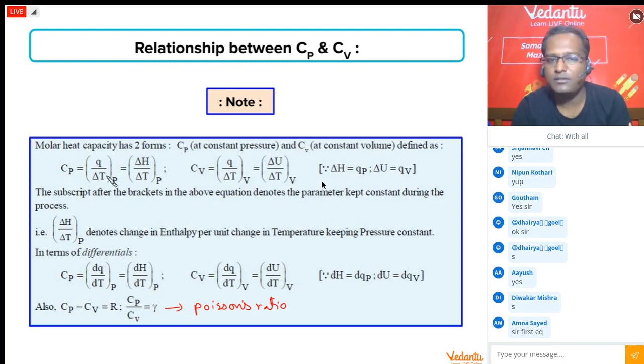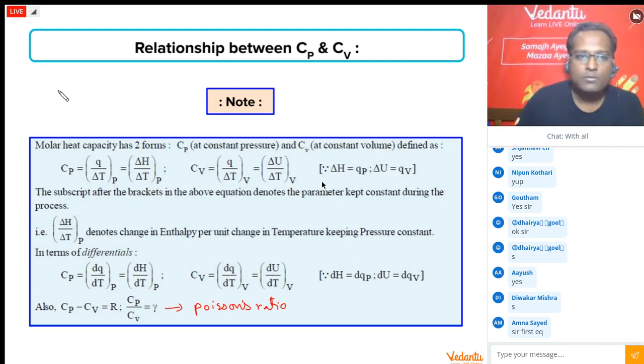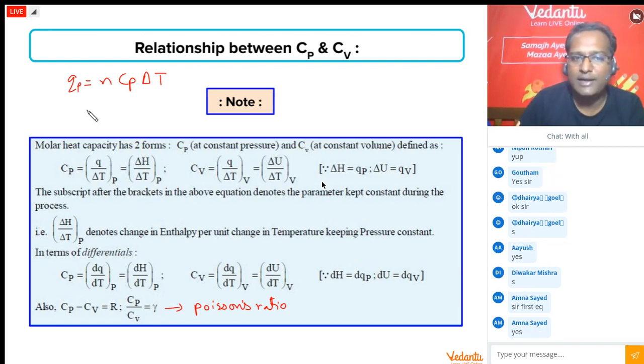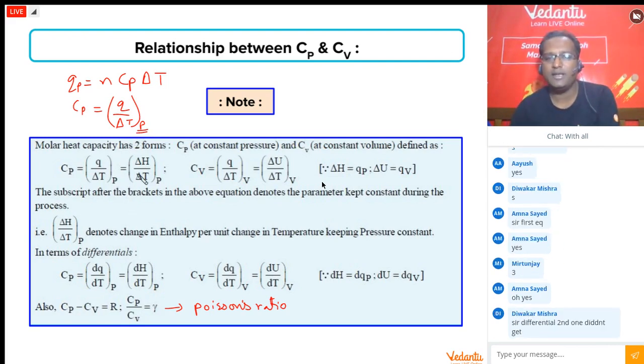First equation. What happened to the first equation? Where did the pen go? Here. Q equal to number of moles into Cp into delta T. If I write it as Qp, then Cp becomes Q by delta T. That is what is written. P here means at constant pressure. At constant pressure, Qp can be written as delta H.